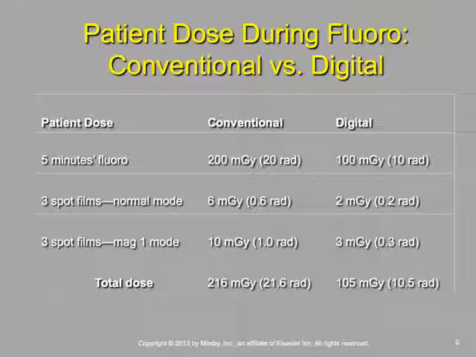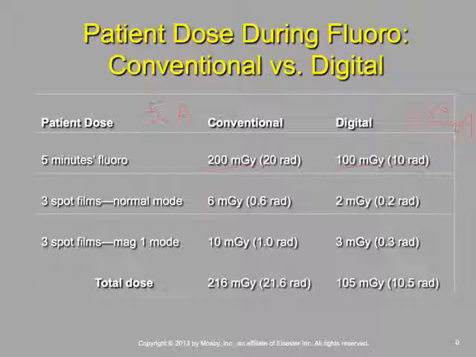So what's interesting between digital and conventional is that with conventional, I said the MA would be like 5. Over here in digital, the MA might be more like 100, right? But look at the dose. The dose is like half, right? How do we account for that? We'll talk about that here in a minute.